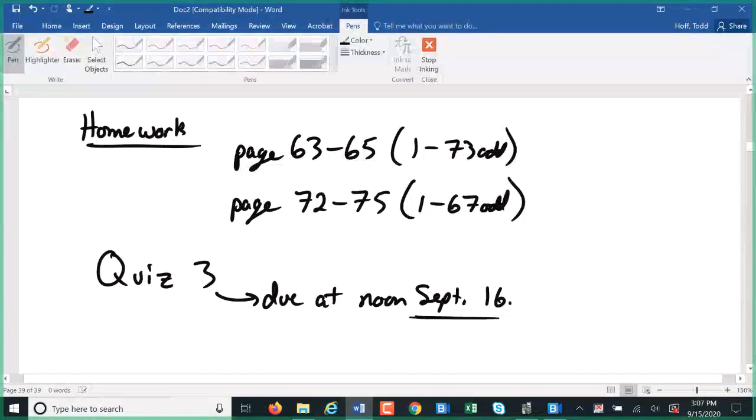So I'll let you guys have our last 12 minutes here to get started on the homework if you like. Or if you have a computer, you can start on the quiz. Or if you want to clean up your spot and get going, I am okay with that as well.